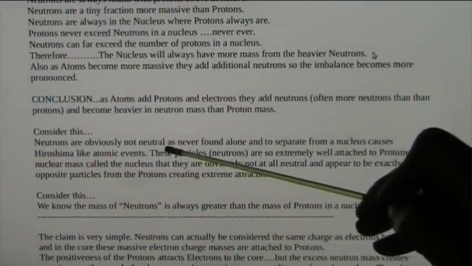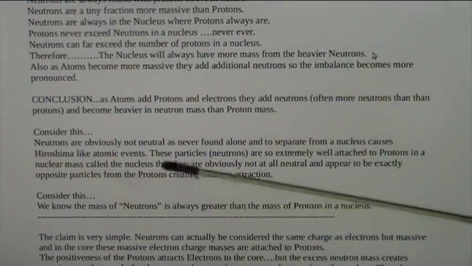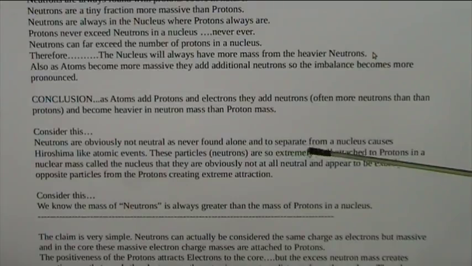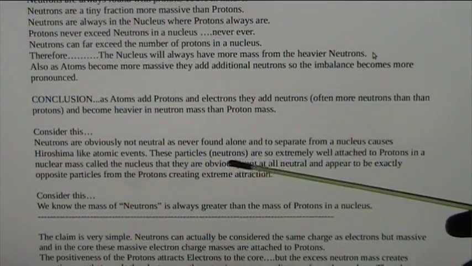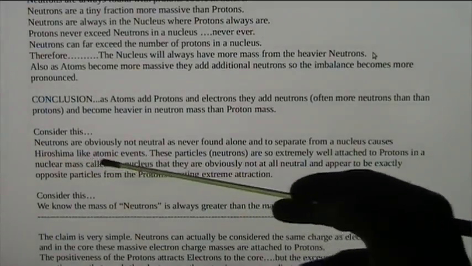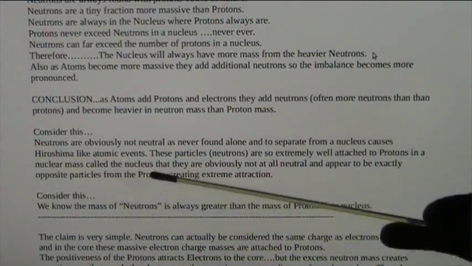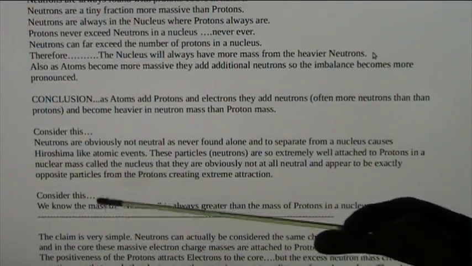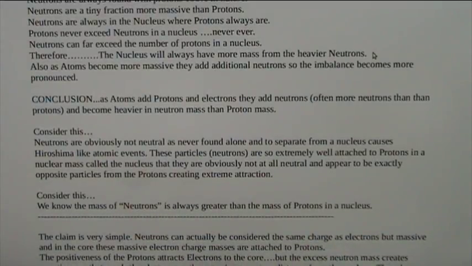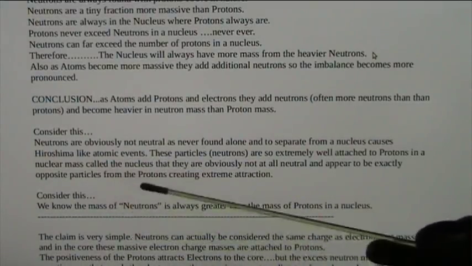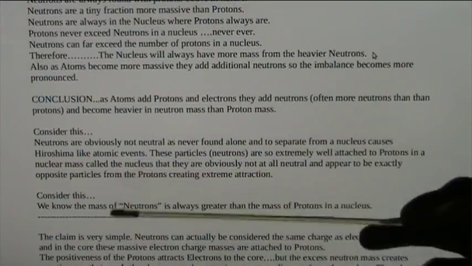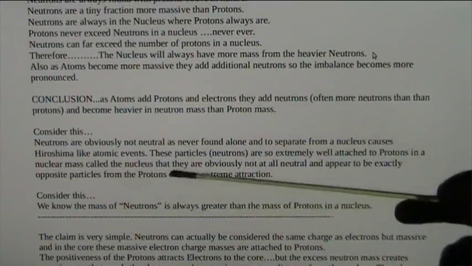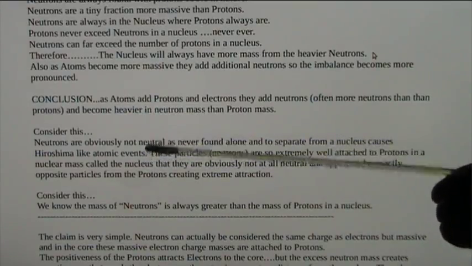Now consider this. Neutrons are obviously not neutral. They're stuck together, we know that, and they are always found with the protons. To separate them, you end up with Hiroshima, atomic events, atomic bombs. That's the separating of the nuclear particles. We are dealing with light, the movement of electrons. The nucleuses we're dealing with stay together, but we're looking in the electron realm.